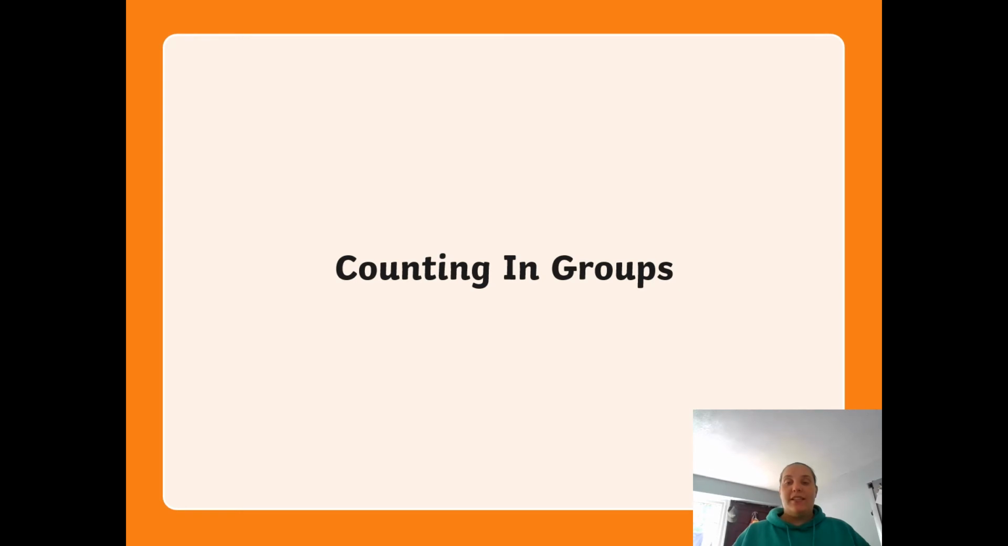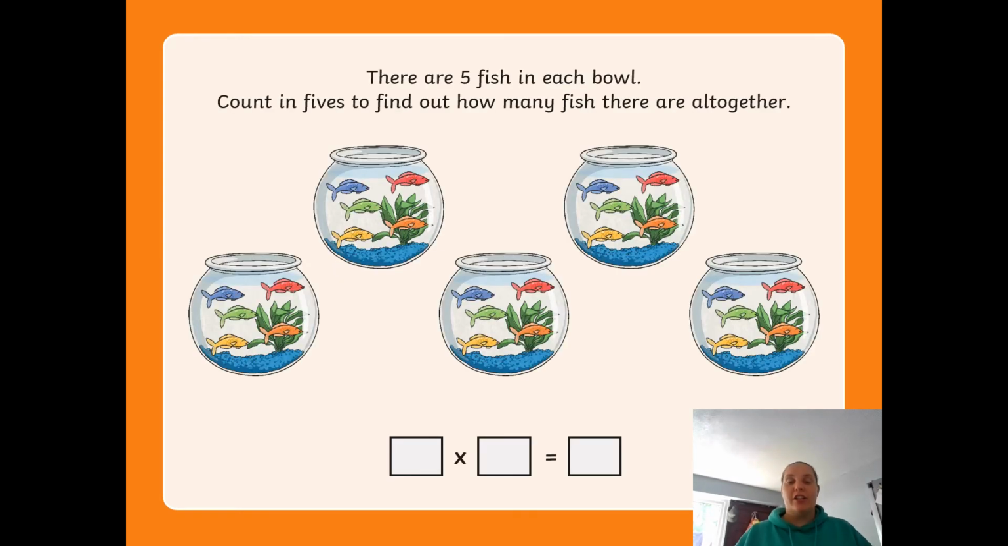So for the next part of our lesson, we're going to be looking at counting in groups. So we have got 5 fish bowls here, and in each of the fish bowls we have got 5 fish, because if I count here, we've got a blue one, a red one, a green one, a yellow one and an orange one, which totals 5.